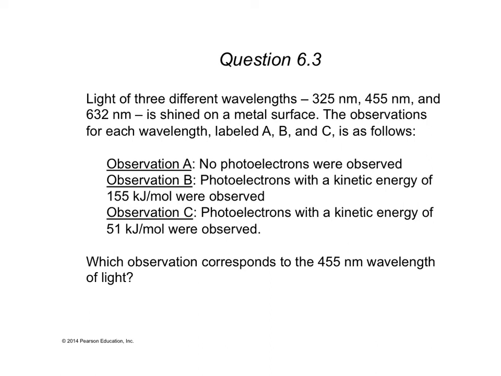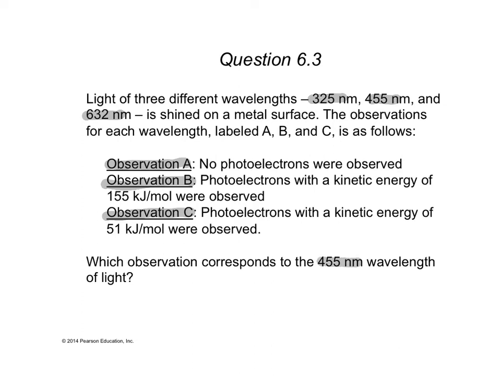Okay, so then in the next question, we have light at 3 different wavelengths: 325, 455, and 632 nanometers. All 3 of these wavelengths are going to be shined on a metal surface. We then make 3 different observations, one for each wavelength: observation A, observation B, and observation C. And I want you to tell me which one of these observations correlates to the 455 nanometer wavelength of light.